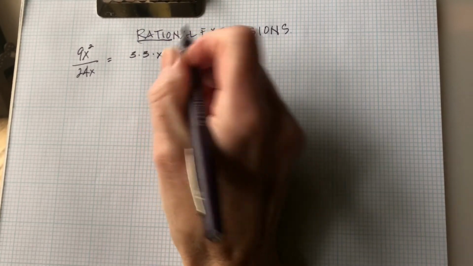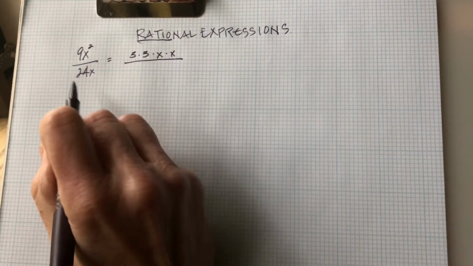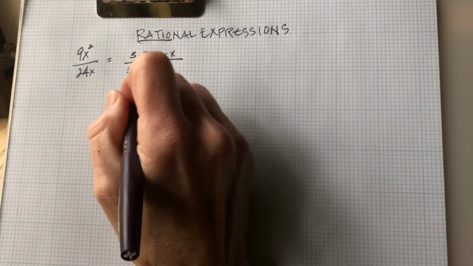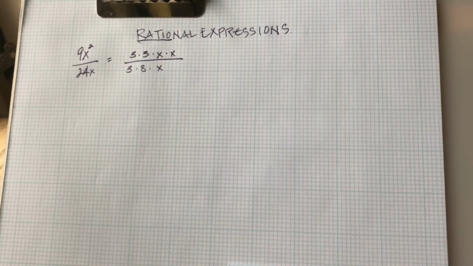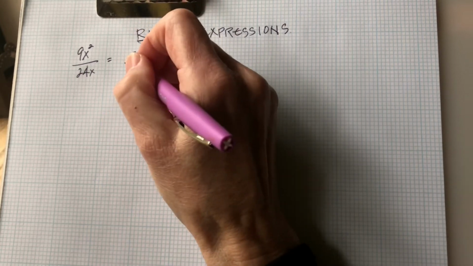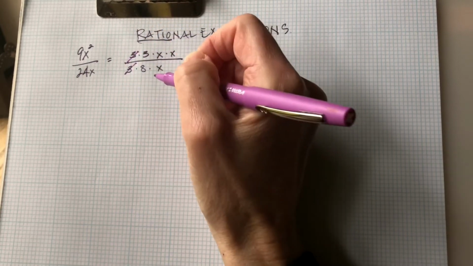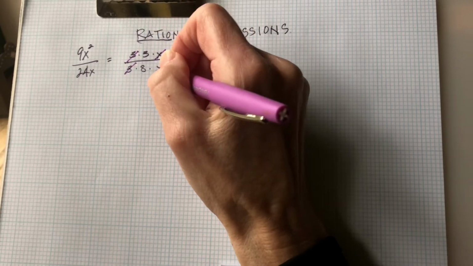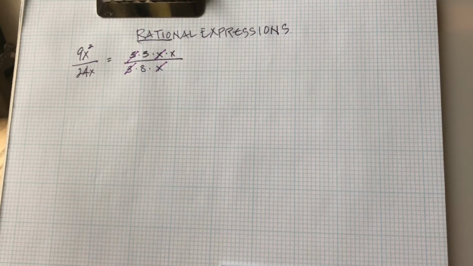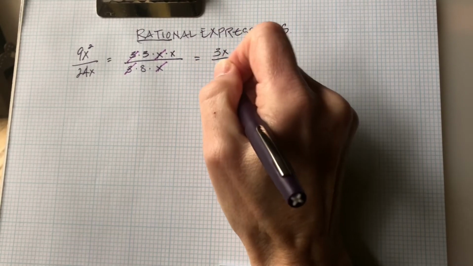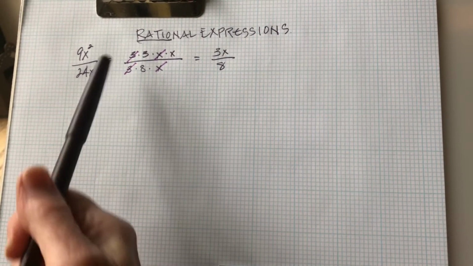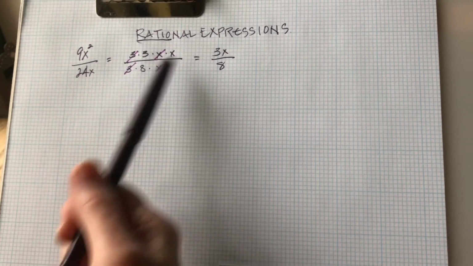So let me expand this expression because 9 can be rewritten as 3 times 3, x squared is x times x. So that's our numerator. In the denominator, we can write 3 times 8 times x. And now we can cancel any common factors. The 3 over the 3 cancels out, and this x and this x. So our simplified form is going to be 3x over 8.